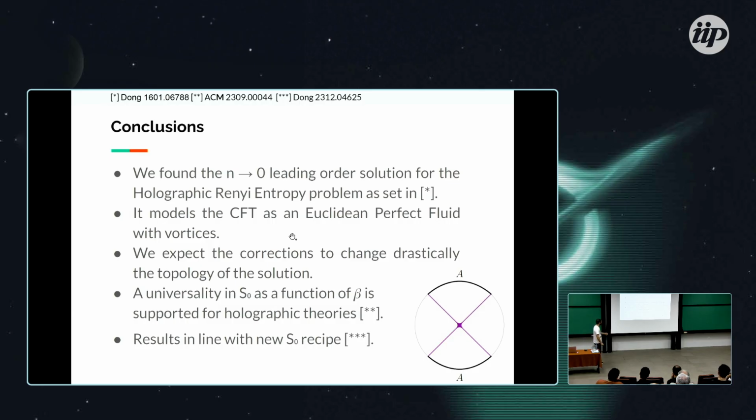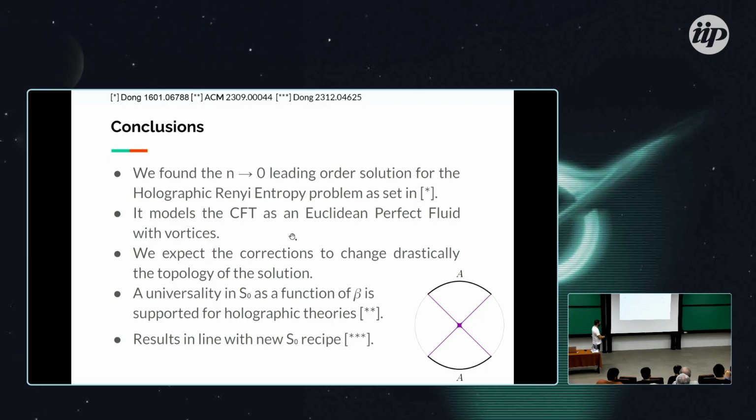So as conclusions, we found the n to 0 leading order solution for the holographic Renyi entropy problem. Naively, we were not looking for it, but we got to some solutions that are in touch with recent work by Dong on his own prescription and some corrections that arose from it. We model the CFT: an Euclidean perfect fluid for the boundary CFT emerges in the gravity equations. We expect corrections to change the topology drastically. Those are interesting to look for.